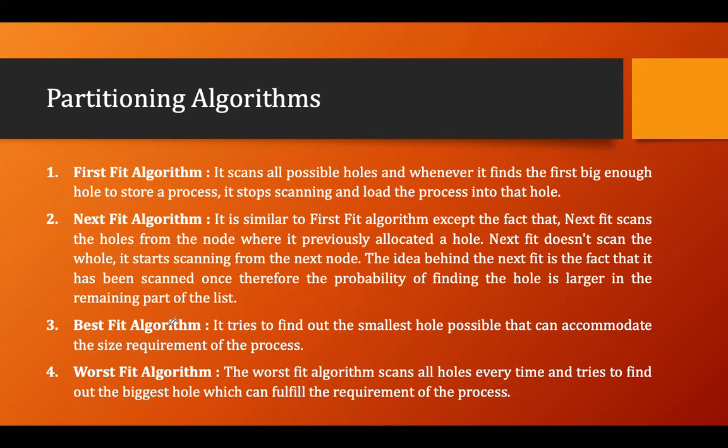Now let's talk about different methods for the partition allocation. So there is the fixed partition and there is variable size partitioning. How we can allocate the process into the partition, for that we have different algorithms. The first algorithm is called the first fit algorithm. What happens in this? It scans all the possible holes.